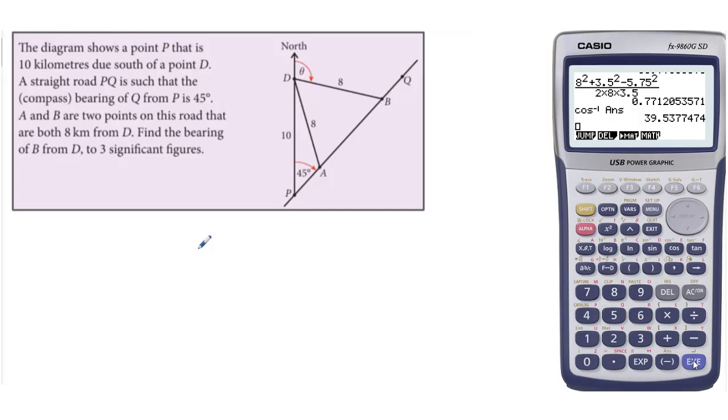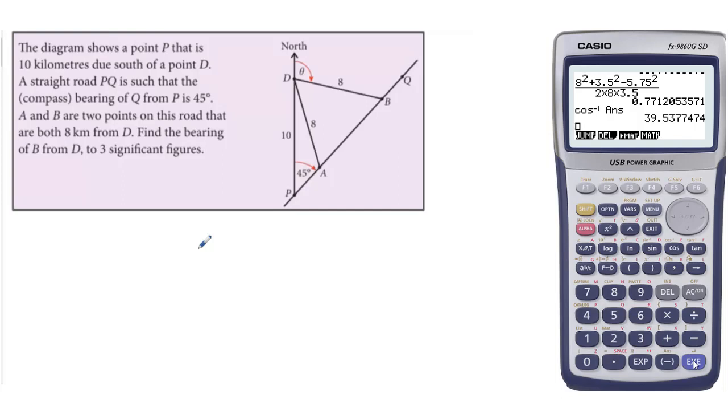So this is quite nice because all of this information is given. We've been given a diagram. It's perfectly reasonable that you could have produced that whole diagram just from the information. You've got the 10 kilometers due south, that's clearly just a line straight down of length 10. Bearing of Q from P, it's even put that in. That means from north being straight up, go clockwise 45 degrees. That's there. 2 points on the road, both 8 kilometers from D. They've drawn the 2 nice lines there as well.